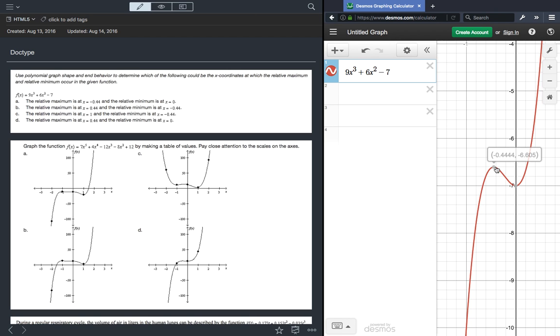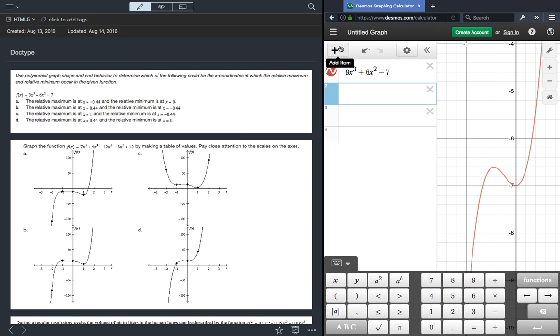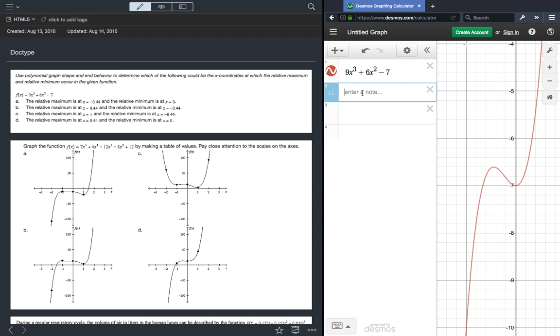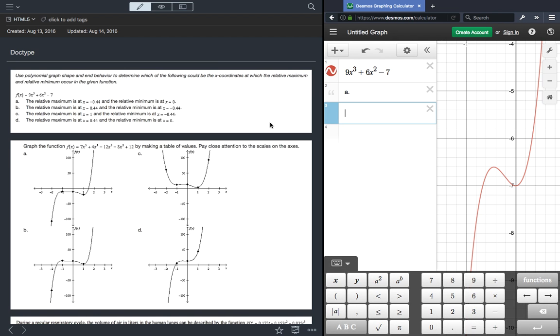So it looks like our relative max is around negative 0.44 right there, and then our relative min is actually at x equals 0. So don't get tricked by the y coordinates. It's at negative 0.44 and 0. So it looks like A is the right one here. Yeah, A is the right one. So I'm just going to put a note in here that this one is A. Okay, so the next one.